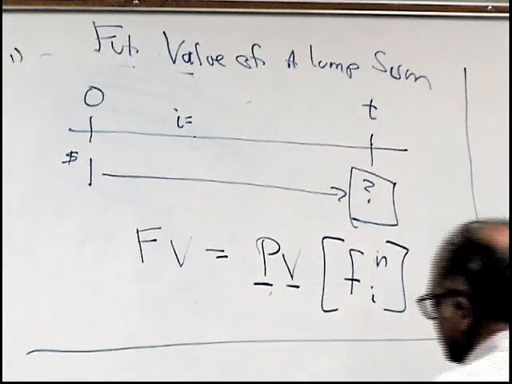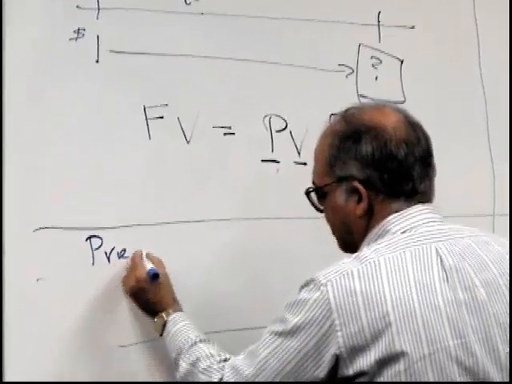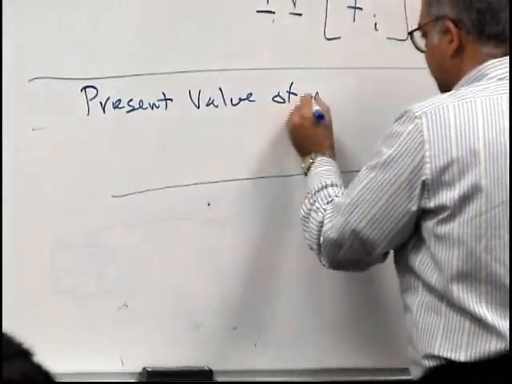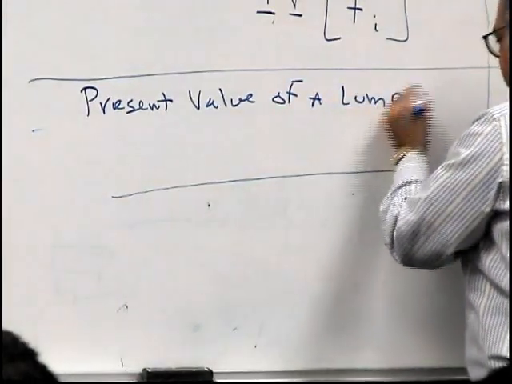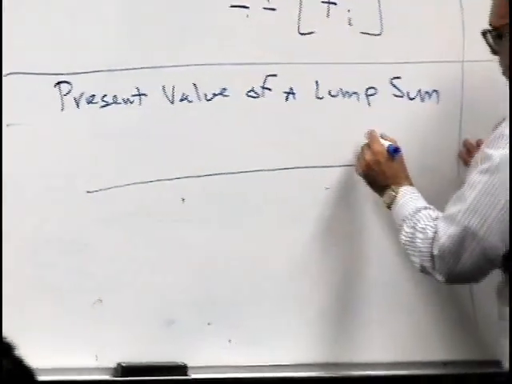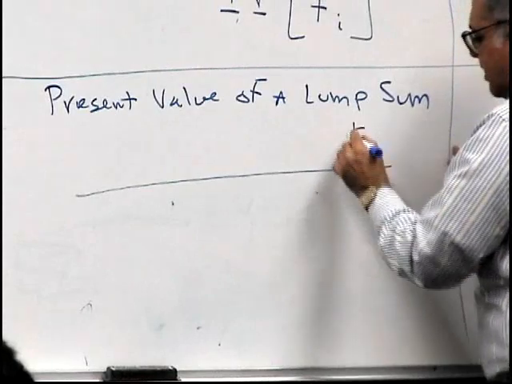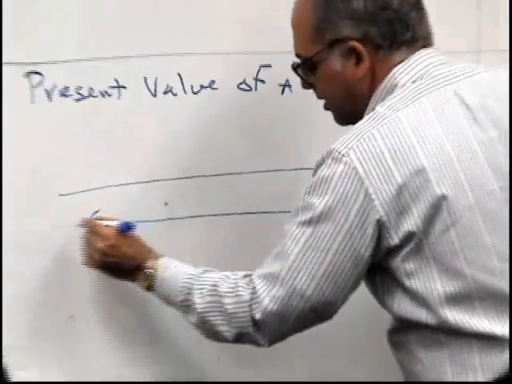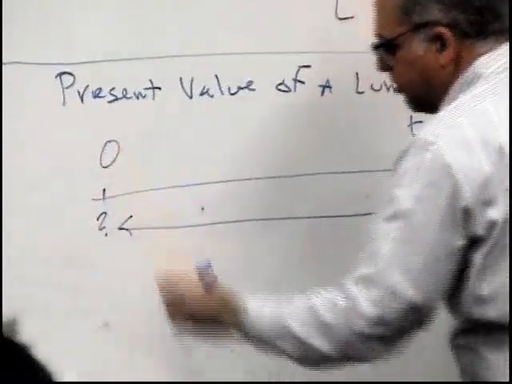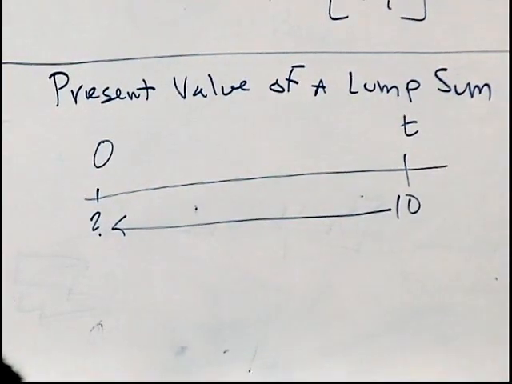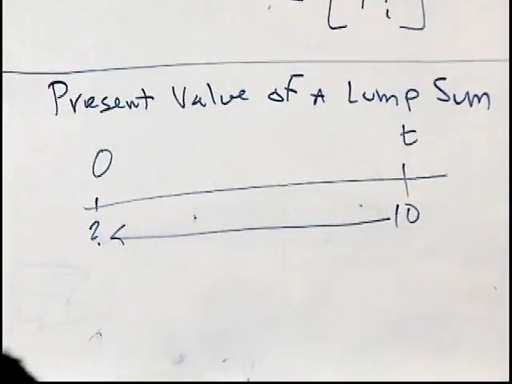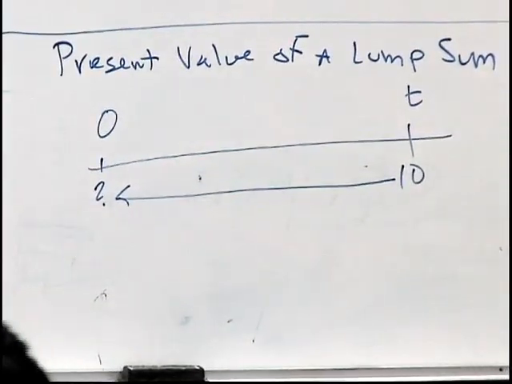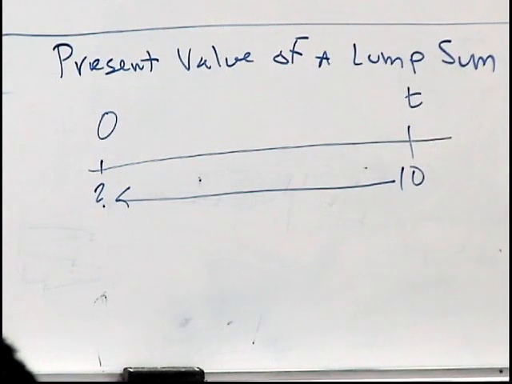The opposite of that situation is the present value of a lump sum. You put some amount in the bank. Why don't we just put $10? What is the equivalent amount today? If we put $10 in the bank 5 years from now, what is the equivalent amount today? Your rich uncle says, I'll give you $10 2 years from now, or I'll give you an equivalent amount today.